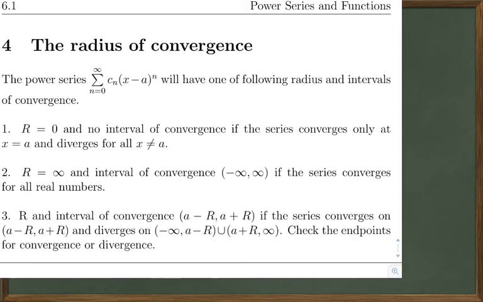Check the endpoints for convergence or divergence, and we'll see some examples where it might converge at an endpoint or diverge. So the three possibilities for your radius of convergence: 0, that means the series only converges at where it's centered. The radius is infinity, that means the power series converges for all real numbers. And then the third possibility is we have a positive radius, and as long as we're within the radius of a, where we're centered, we will have convergence. All right, so let's work out some examples where we find the interval and radius of convergence.